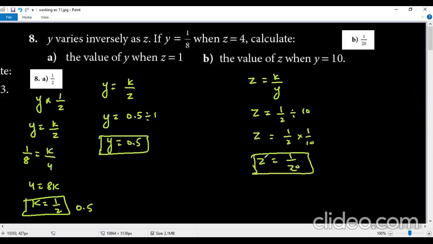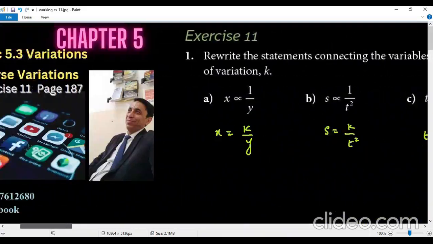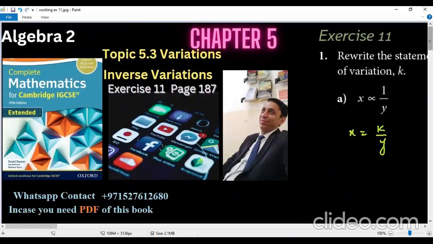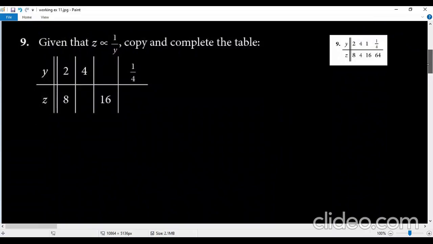Now moving on to the next question that you can find here. Question number 9. In here, given that z is inversely proportional, that means I can write z equals k over y, and the value is taken from here. Z equals 8, k is unknown, y is 2. That means k is equal to 16.